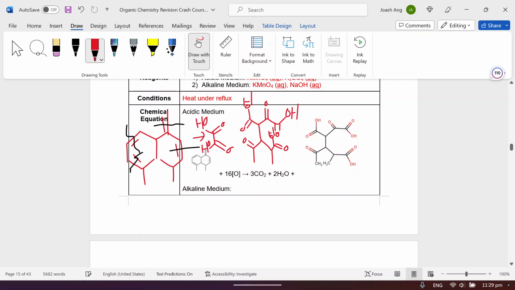So if you have a terminal alkene, it will be oxidized. Like this example, this terminal alkene, this is what will happen. Then if you oxidize it further, it becomes carbonic acid. And this carbonic acid can be converted to carbon dioxide and water.